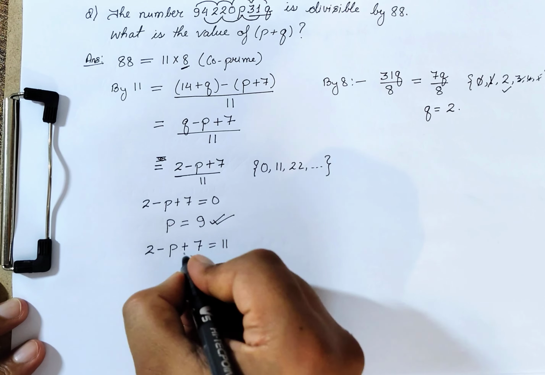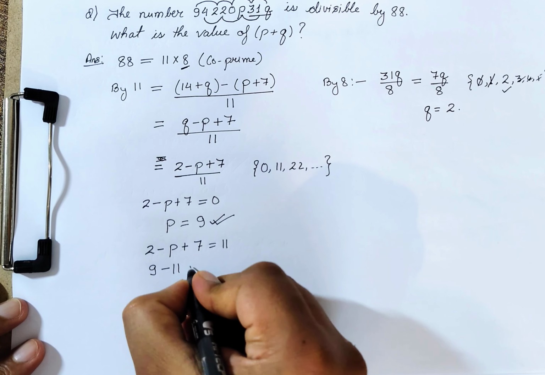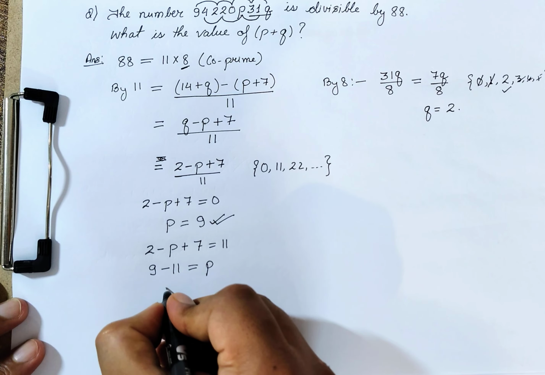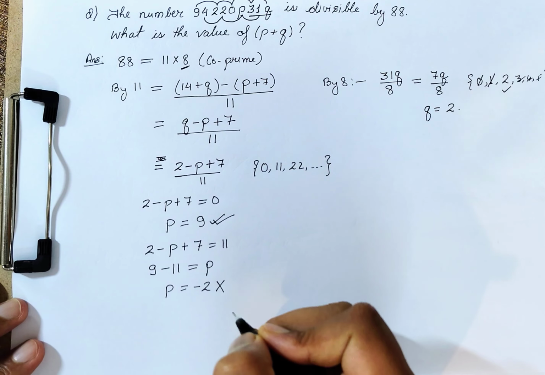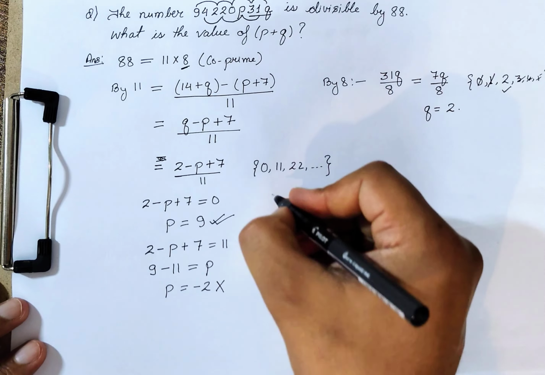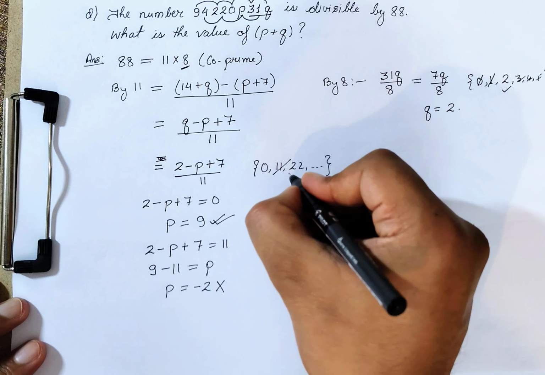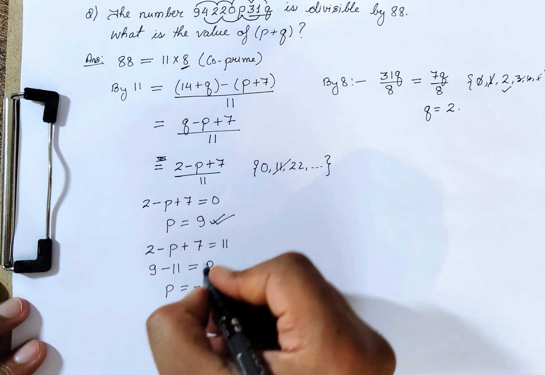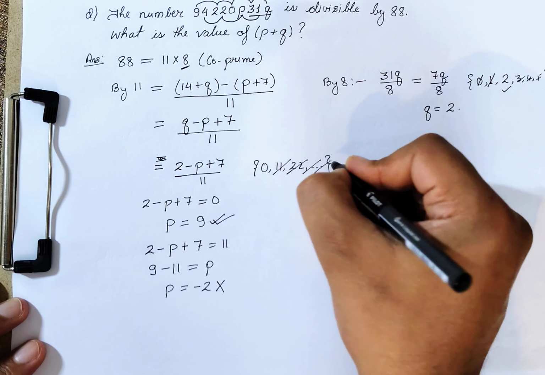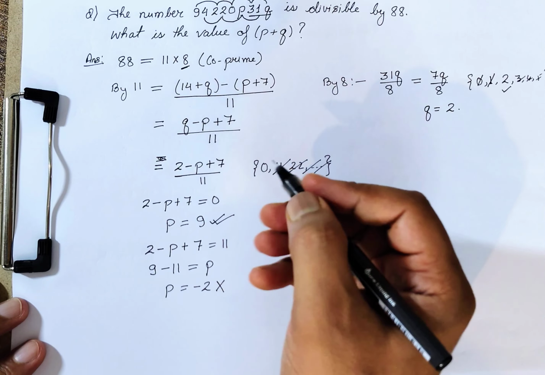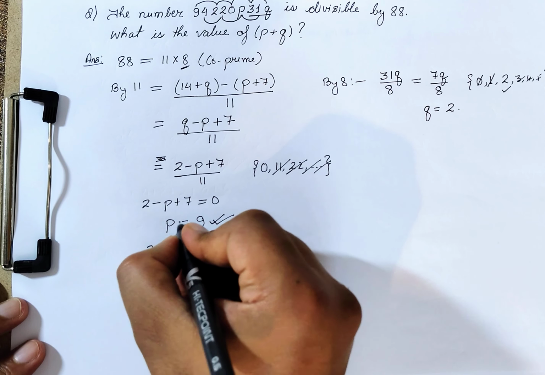If we take p this side and bring 11 this side, we get 9 minus 11 equals p. Now the value of p is minus 2, which is not possible. Hence 11 is ruled out. Similarly, for any value greater than 0, we will always get a negative number. So all the values greater than 0 are ruled out. So when we put the value of this equation as 0, the only value of p that we get is 9.